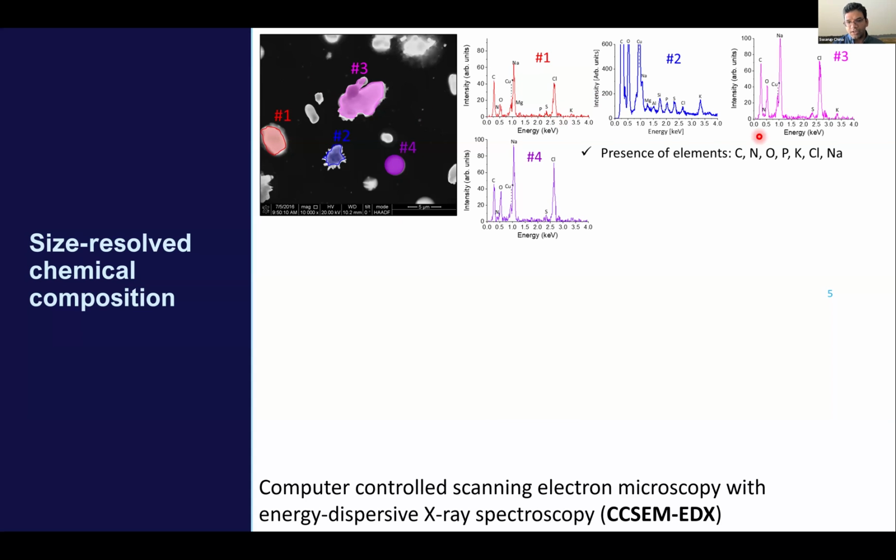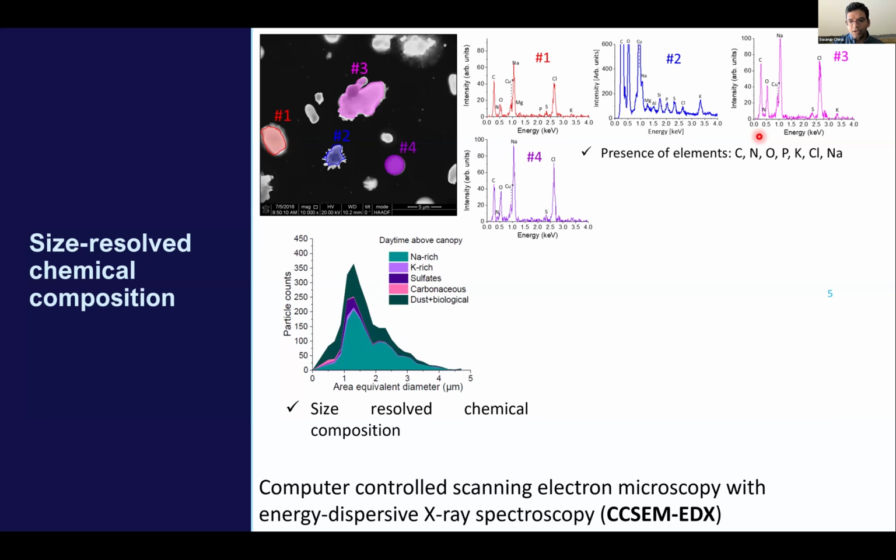And the way we do it, as Odeta mentioned, is a particle feature detection method. So we can automatically detect the particles, and the microscope can run in autopilot mode, and you can get thousands of particles analyzed. Once you have all this information on particle size, morphology, and elemental composition, from the different fractions of these elements you can group them into different particle classes, and then you get a size distribution that is chemically specific. So then we can understand what different types of particles are present in the atmosphere.